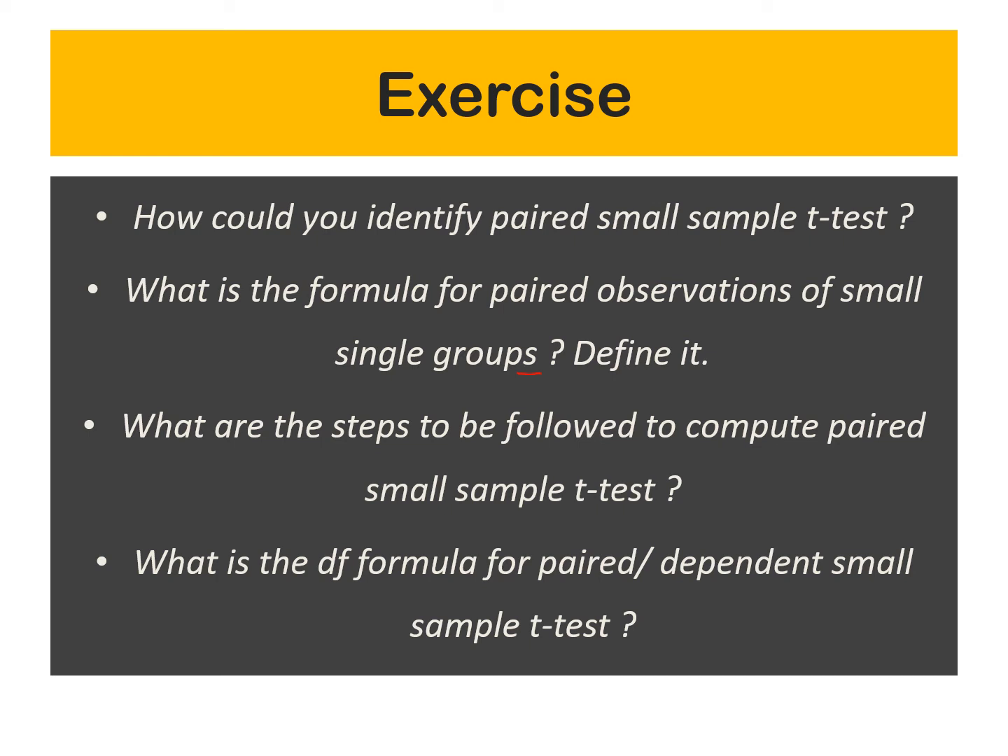What are the steps to be followed to compute paired small sample t-test? You need to write the steps by your own, and if you want concretized theoretical step writing, you need to watch my other videos where I am discussing the t-test theoretically. What is the DF formula for paired dependent small sample t-test? DF is very important always.